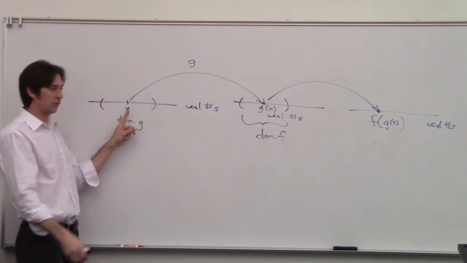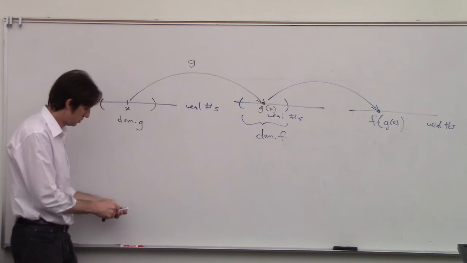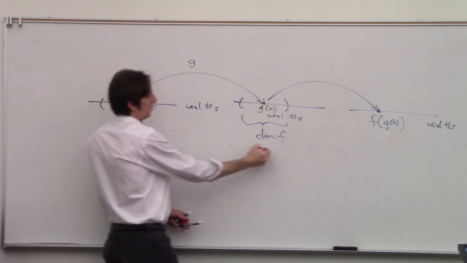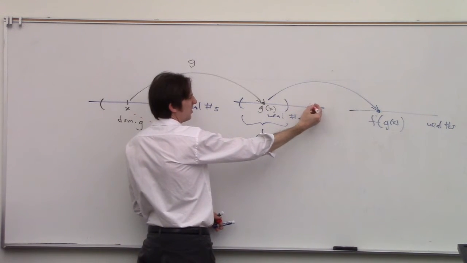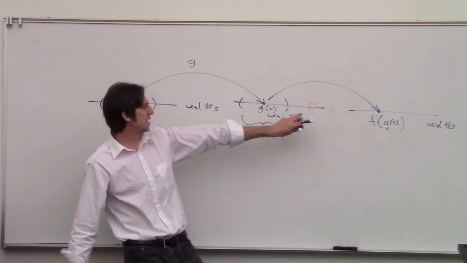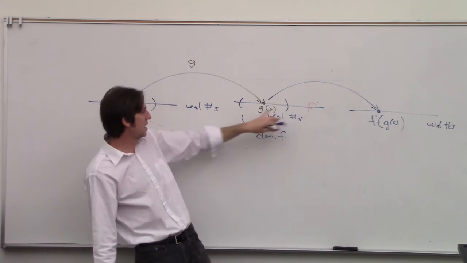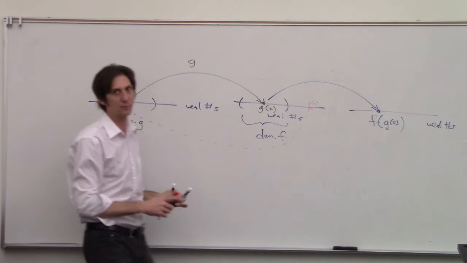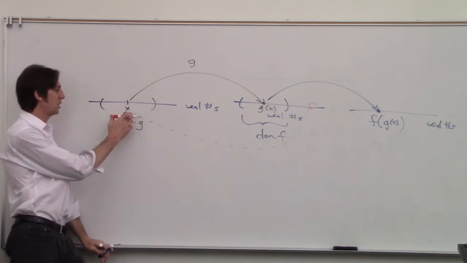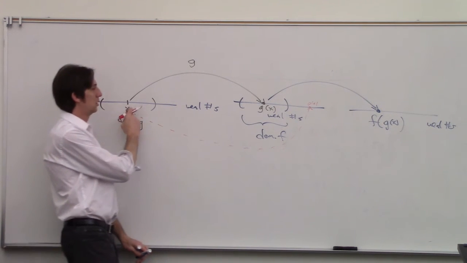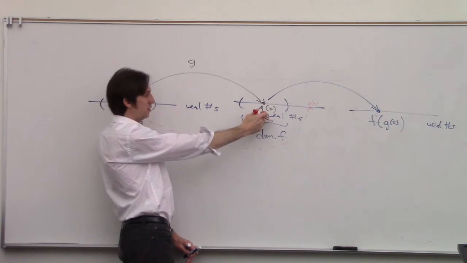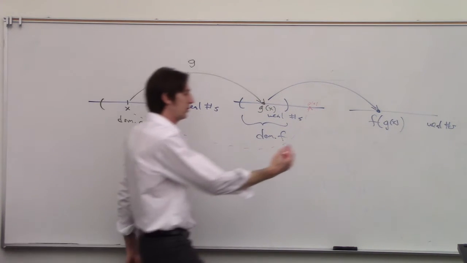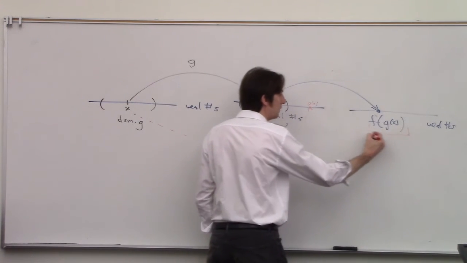Some of these x's in the domain of g, when I do g to it, might end up over here. So if this is my g of x, that guy is no good, because I can't then do f to this point, since this point isn't in the domain of f. So for the domain of the composition, I'm only interested in these x values that land in the right spot once I do g to them.